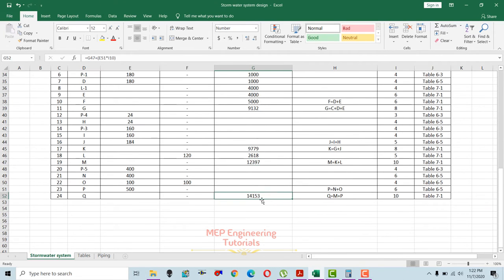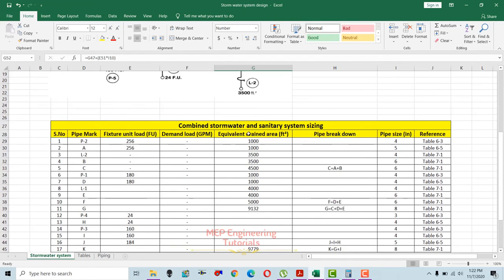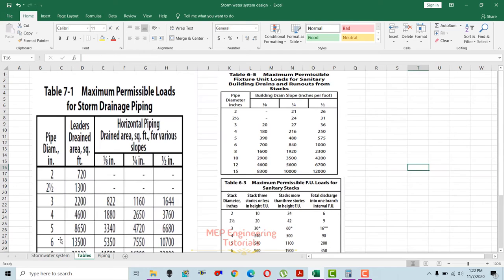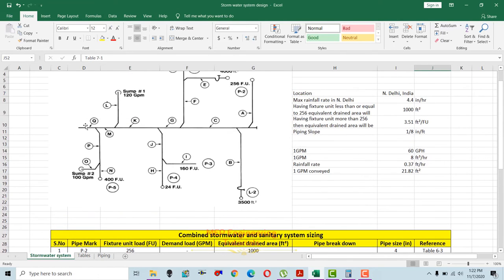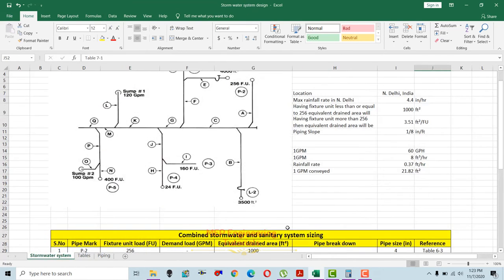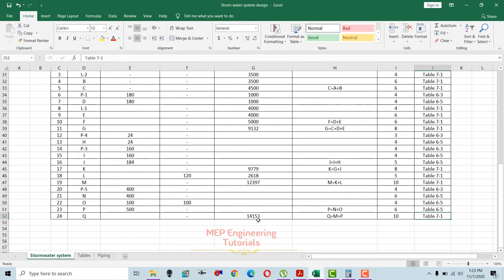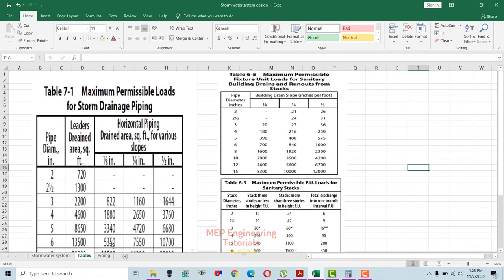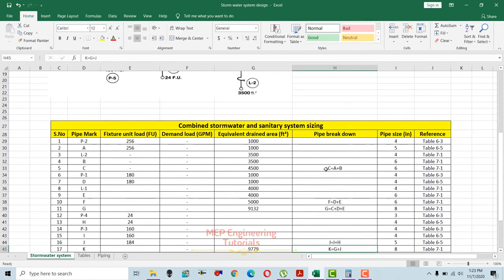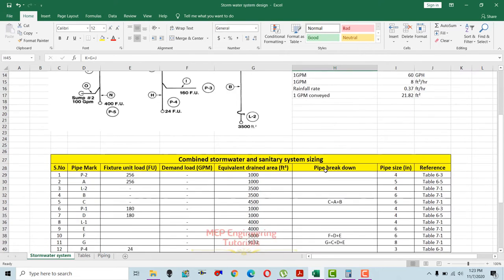Since we know this equivalent drained area in square feet, now we can get the pipe size in inches using table 7-1. So again, this one Q is again the horizontal pipe, so we have to use again this horizontal piping, 1/8 inch per foot slope, and then you have to check 14,153 in here, and you will get the pipe size, that is 10 inches. So this is how you can do the combined stormwater sanitary drainage system sizing.